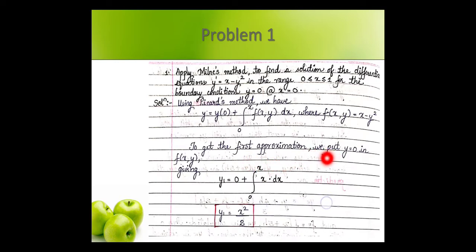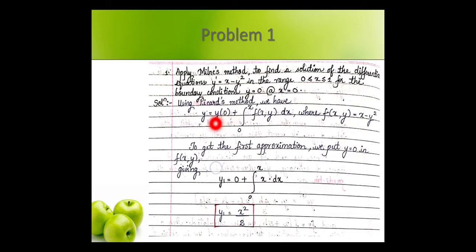So by substituting y equals 0 in the initial problem, that is y dash equals x minus y square, you need to substitute your y value to be 0. Once you substitute the y value to be 0, you will get the first approximation root as y1 equals x square divided by 2.